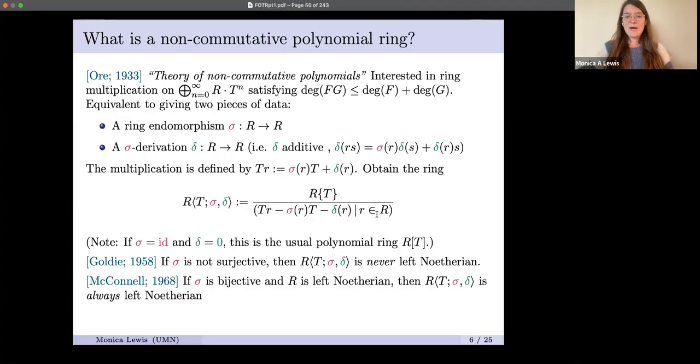Namely, if sigma is bijective, you have some ring automorphism. And if the base ring R that you started with is left Noetherian, then when you adjoin the extra symbol T onto it, you get yet another left Noetherian ring. And the proof of this statement boils down to essentially the proof of the Hilbert basis theorem in the commutative case, where you're being very, very careful about any step where you might have to switch a T past an element of the ring, okay? So if you have an automorphism, then Noetherianity is preserved by adding an extra symbol. Okay.